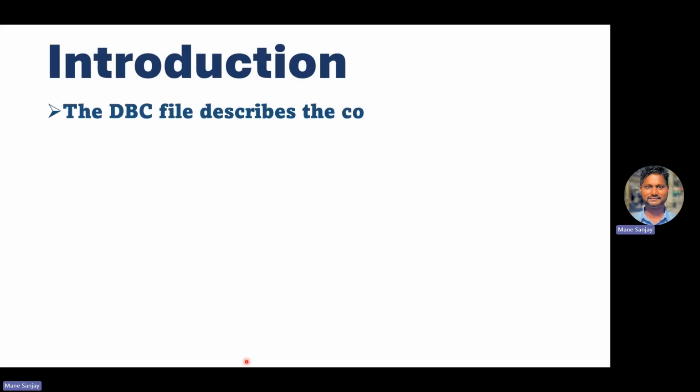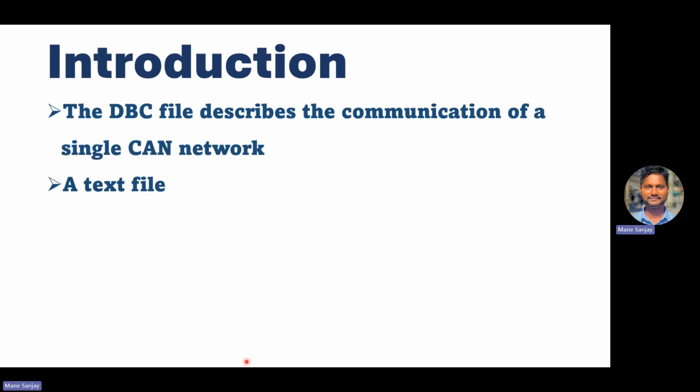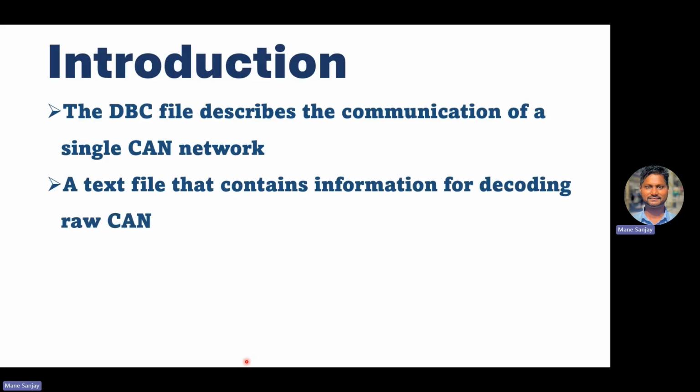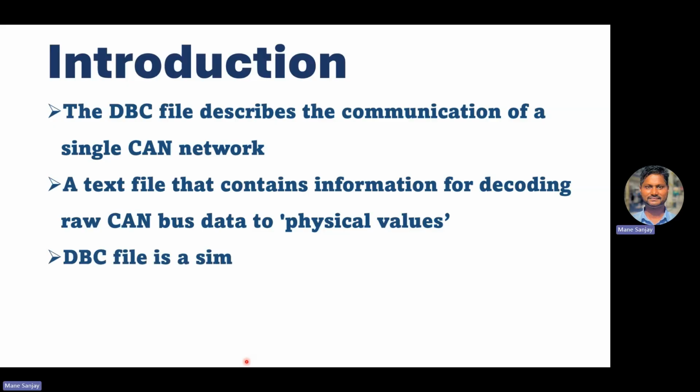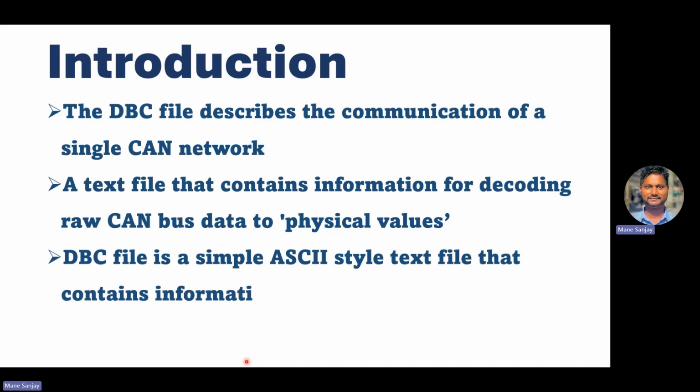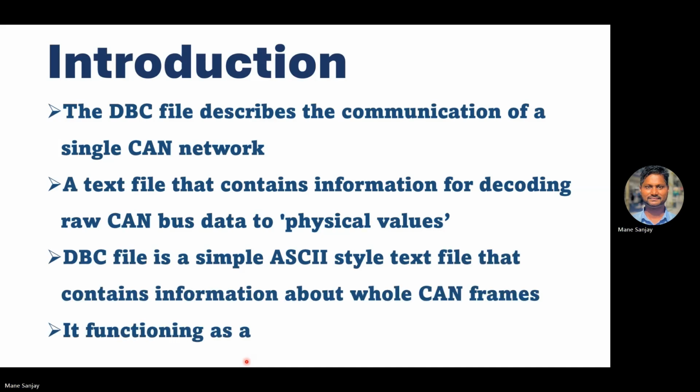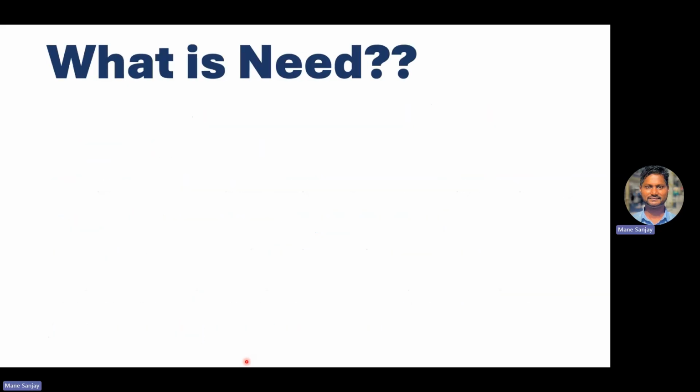So a DBC file describes the communication of a single CAN network. It is a text file that contains information for decoding raw CAN bus data to a physical value. A DBC file is a simple ASCII style text file that contains the information about the whole CAN frame, and it functions as a signal library basically. So let's jump to the need.